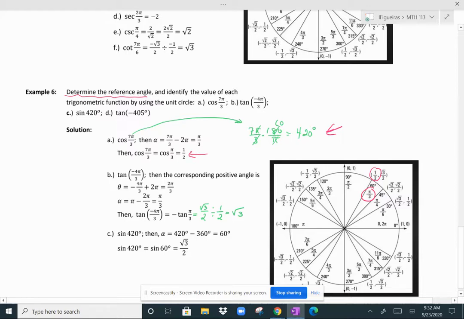And everything's positive in quadrant 1. 7 pi over 3 is in quadrant 1, so you don't have to adjust for the sign.